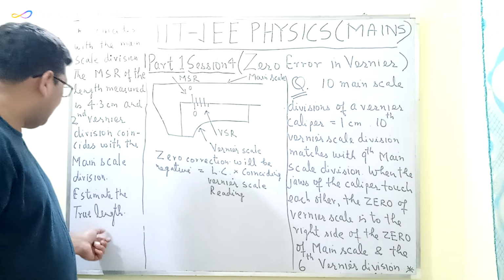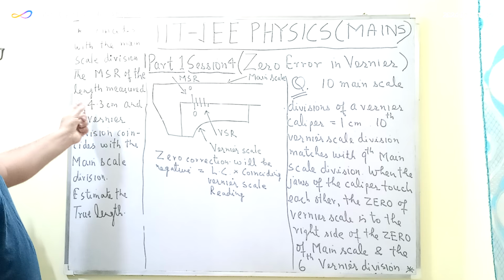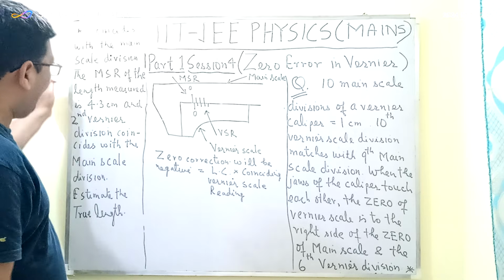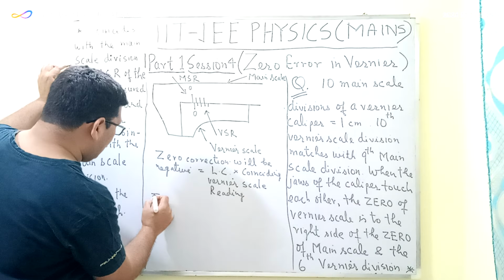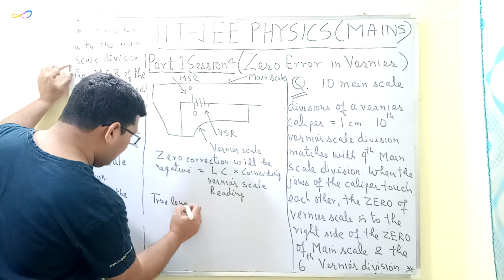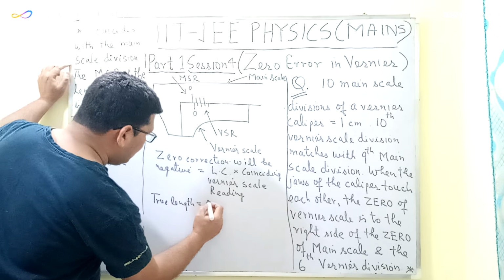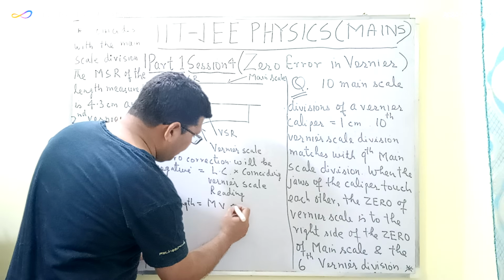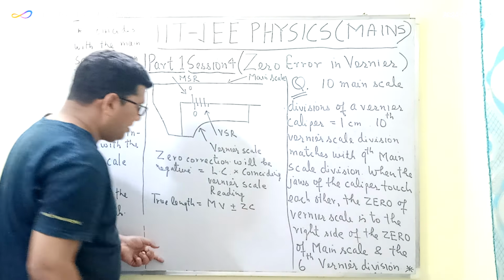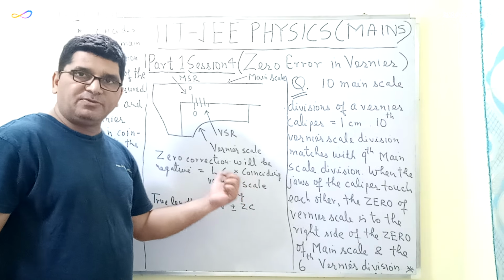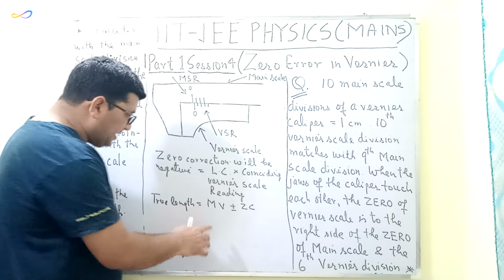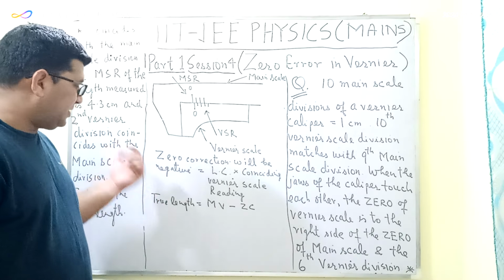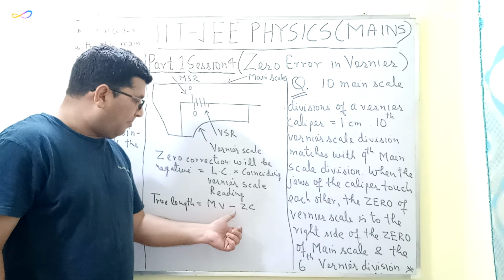Now here we have to find the true length of the object which we are measuring with the help of this vernier caliper. So now the true length will be equal to the measured value, which here I am writing as MV, plus minus zero correction. Now when the zero error is positive, then negative zero correction will be applied. So in this case, the zero correction will be negative, so the true length of the object will be equal to the measured value minus zero correction.